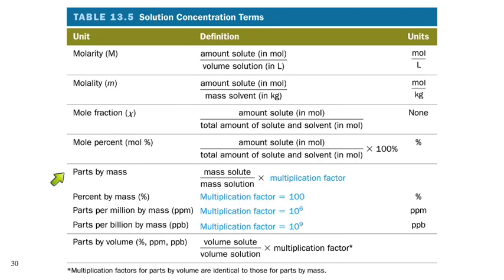Things like mass percent are useful in other fields where they're just trying to make the solution the same as the other person made it. They're not doing any stoichiometry. They maybe don't even remember what moles are. Mass percent or parts per million, parts per billion, these sorts of solutions are very easy to make.